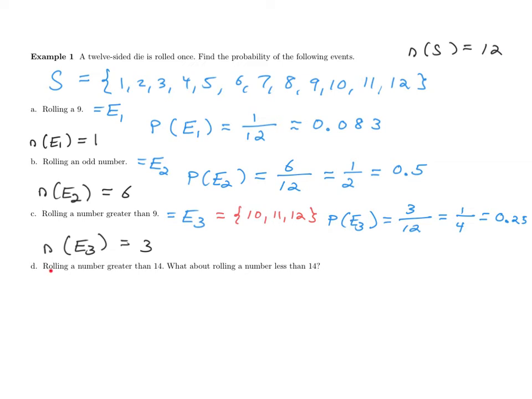This one says rolling a number greater than 14. So I'll call this first part here event E sub 4. So this is strange. What is in this set? It's got to be a subset of this, so you're only allowed to use stuff that's in here. But if you're greater than 14, you actually don't get any of this stuff.